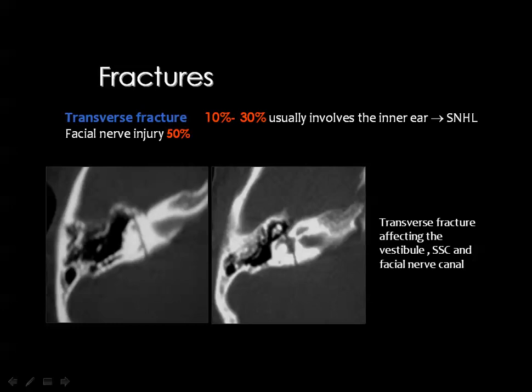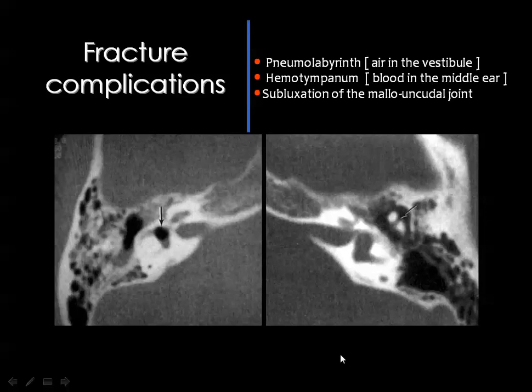This is the transverse fracture, which is relatively uncommon compared to the longitudinal fracture. It affects the petrous bone perpendicular to its long axis, and this fracture frequently involves the inner ear, and it will result in sensorineural hearing loss. Here you can see this fracture affects the superior semicircular canal. It also passes through the vestibule. This is the lateral semicircular canal, and this is the vestibule. Transverse fractures are uncommon and they affect the inner ear structures.